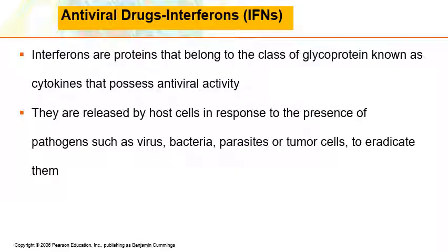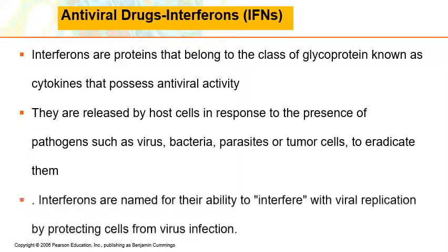And they bind in a signaling cascade manner inside the cell, leading to the production of hundreds of antiviral proteins encoded by interferon stimulated genes. So they are named for their ability to interfere with viral replication. So that's what we call it, interferon. They interfere and they protect the cell from virus replication.